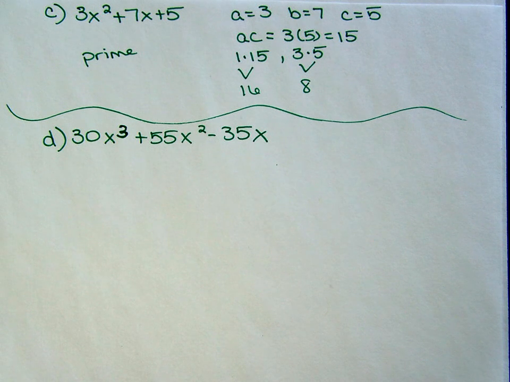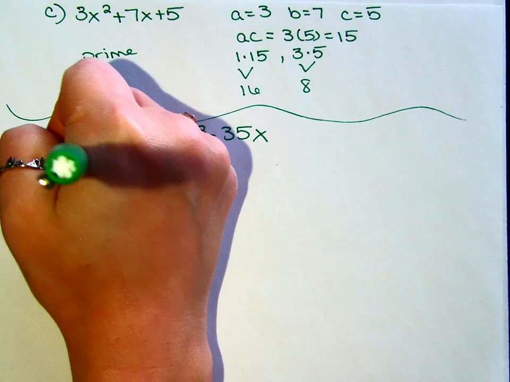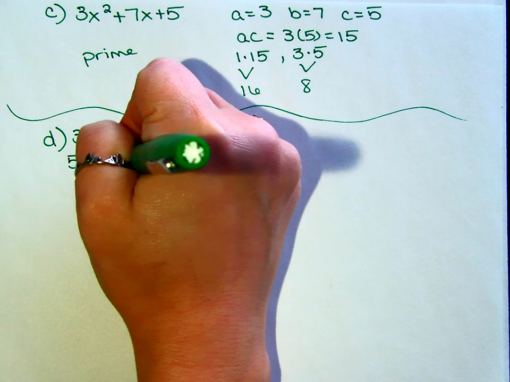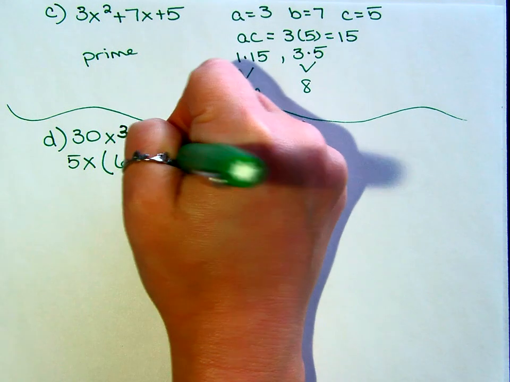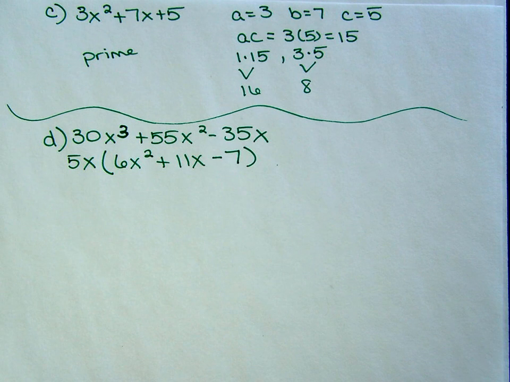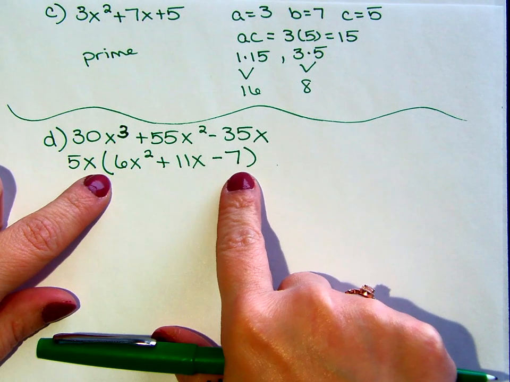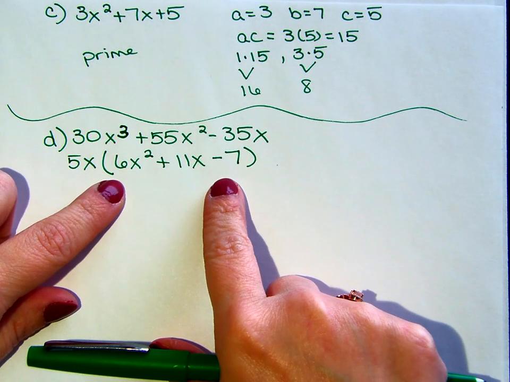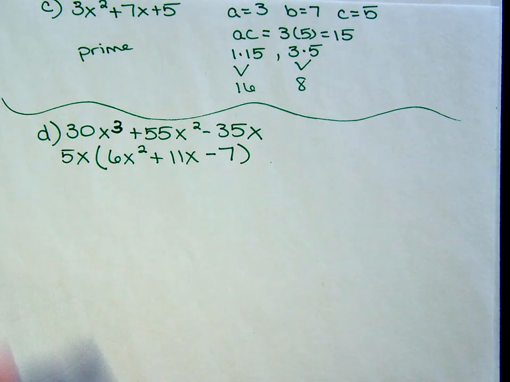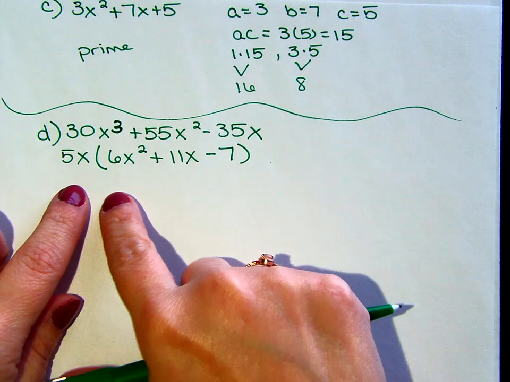So we can take out a 5x out of everything, and that would leave us with a 6x squared plus 11x minus 7. So now this 5x that's outside the parentheses is just going to hang around. We're not going to do anything else with that at all. We're just going to focus on the 6x squared plus 11x minus 7 that's inside of here. That's the trinomial we're going to focus on. So when I go to the side to write my A, B, and C, I'm going to write them based on this newly factored version, not the original version.